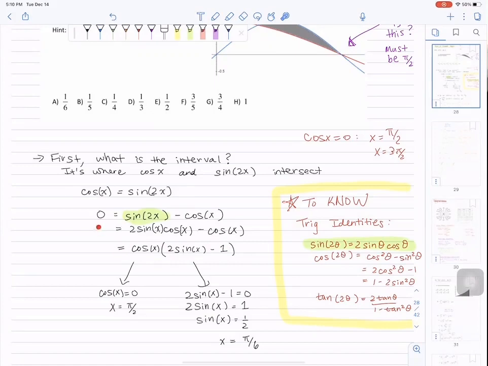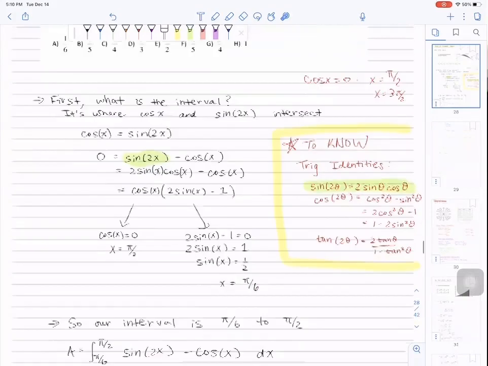How do we solve that? It separates into two parts. We have the first something equals 0, and we set the other thing equal to 0. We have cosine x equals 0, and 2 sine x minus 1 equals 0. What do you get from here? If you add 1 and divide by 2, sine of x equals a half. When does sine of x equal a half? That's when x equals pi over 6.